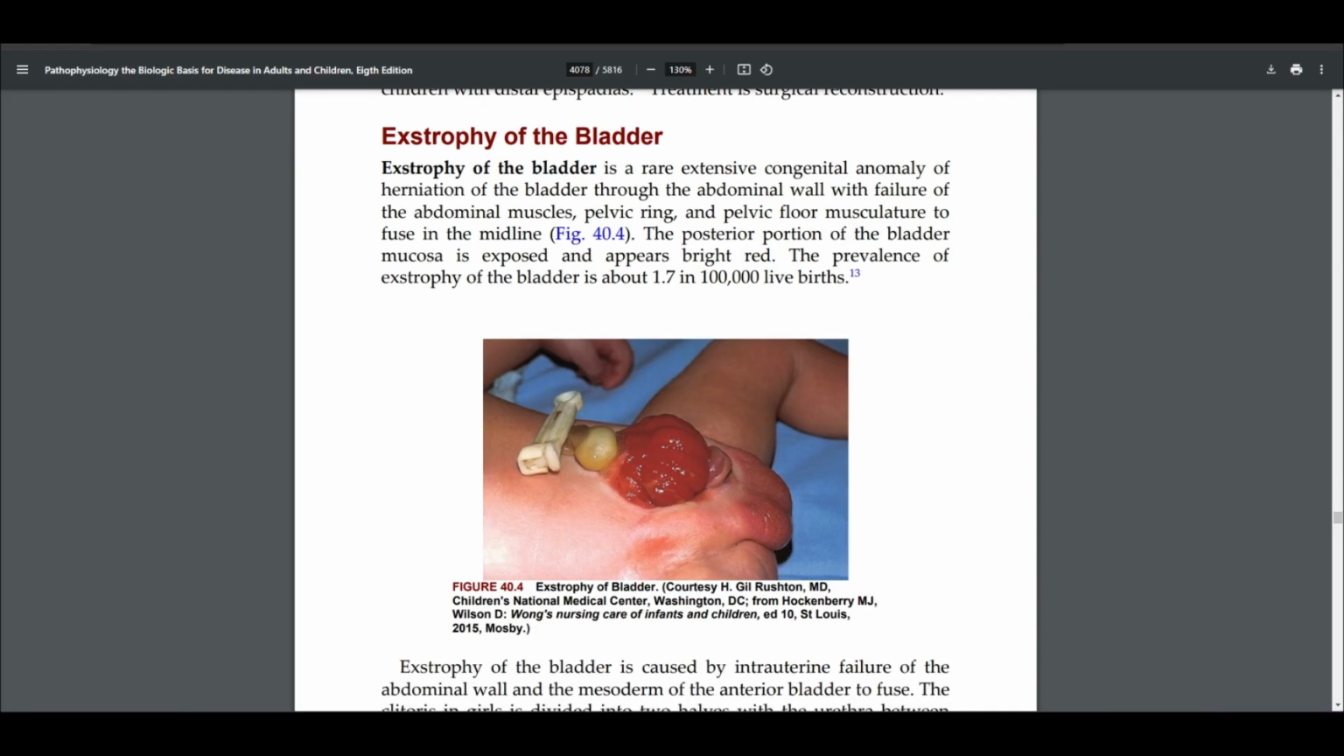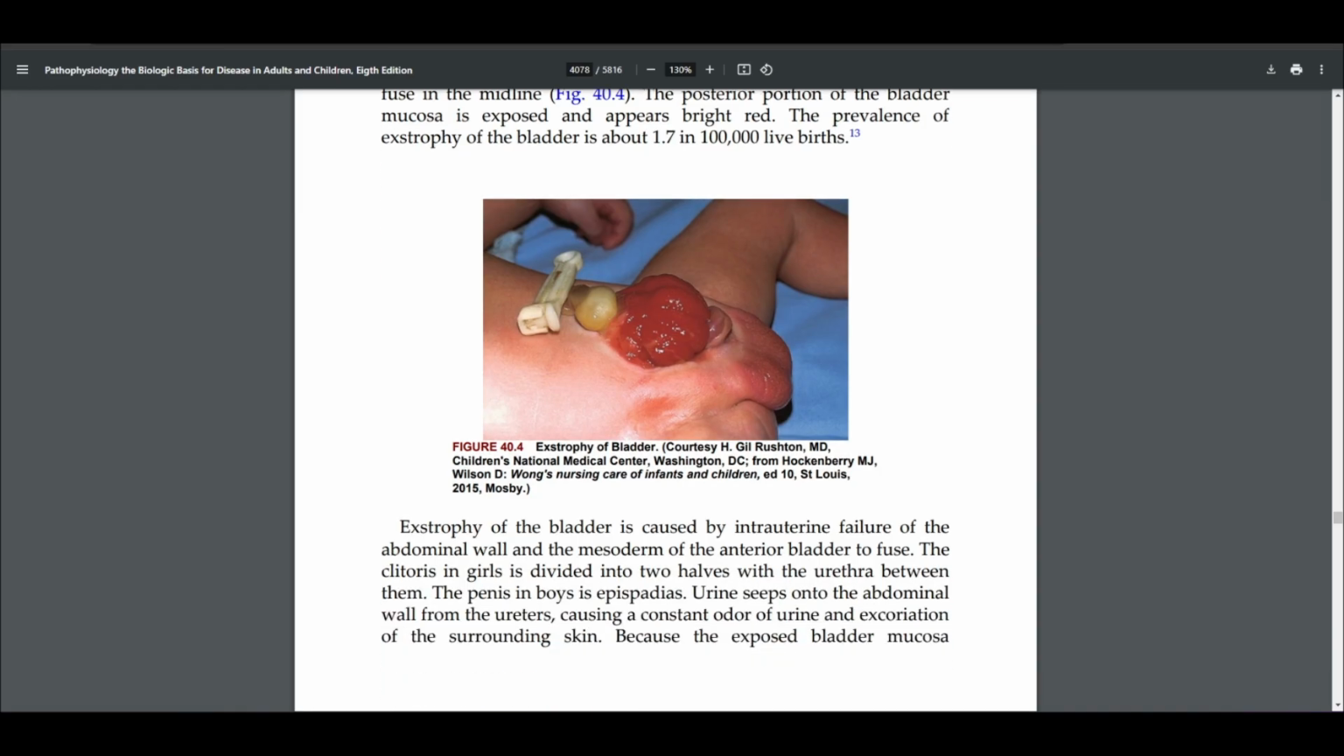Exstrophy of the bladder. Exstrophy of the bladder is a rare, extensive congenital anomaly of herniation of the bladder through the abdominal wall, with failure of the abdominal muscles, pelvic ring, and pelvic floor musculature to fuse in the midline. The posterior portion of the bladder mucosa is exposed and appears bright red. The prevalence of exstrophy of the bladder is about 1.7 in 100,000 live births.